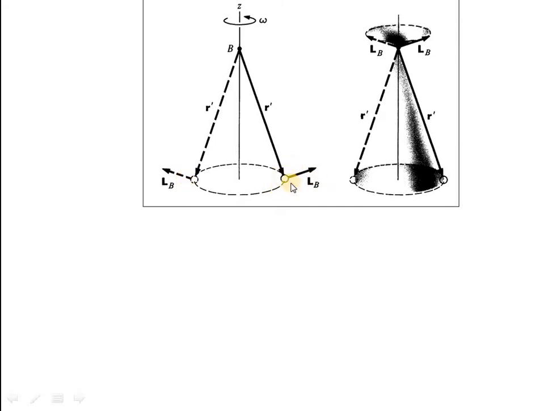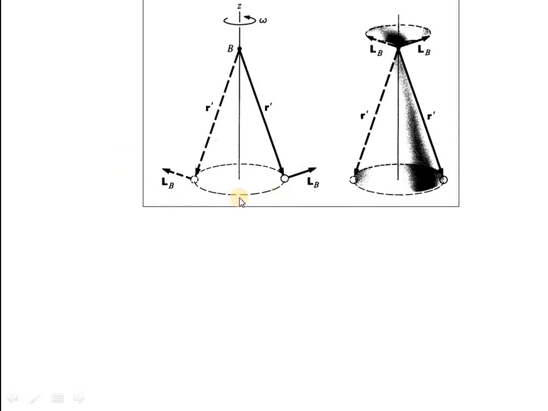And vector LB always has two components. One is vertically upward and one is radially outward. Vector LB has two components, one vertically upward and the other radially outward. All the radially outward components will be mutually cancelled because they are equal and opposite to each other.